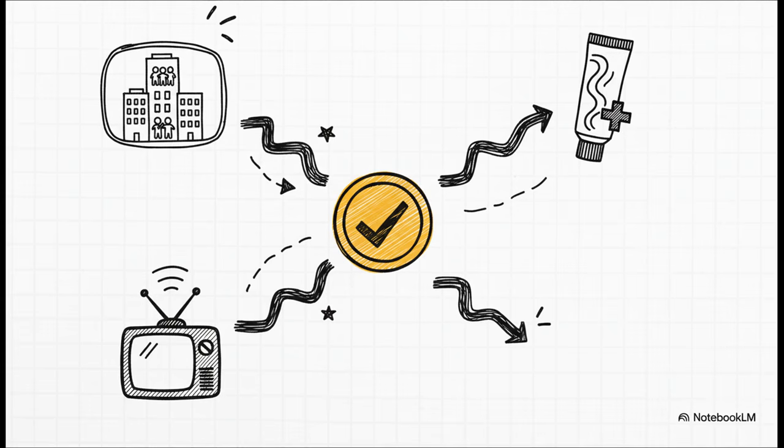Well, the data made it simple and powerful. Number 1, target families in urban areas, especially those in service or trading jobs. Number 2, create a new toothpaste that is both gel-based and antiseptic. And number 3, focus the main marketing money on TV ads. See? No more guesswork, just a smart plan.